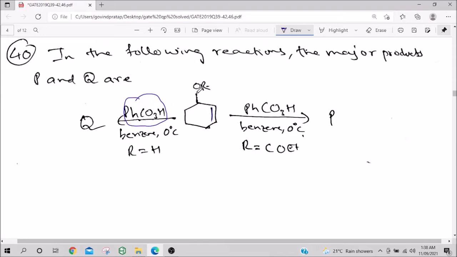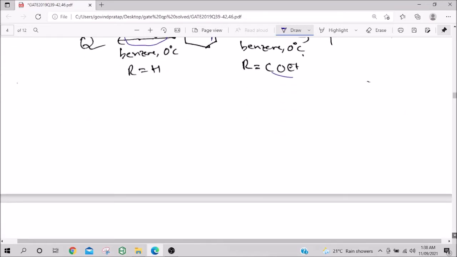And this OR is toward the viewer. It does not matter actually, you can always rotate the molecule, it will be toward the viewer, but then it gives a pair of enantiomers. Right now it is toward the viewer, okay? And in one case this R is H, so instead of R basically it is OH, that's an alcohol. In another case you are having COEt, so it is an ester, O, C double bond O, Et. So we have to find out what's the product formed, right?